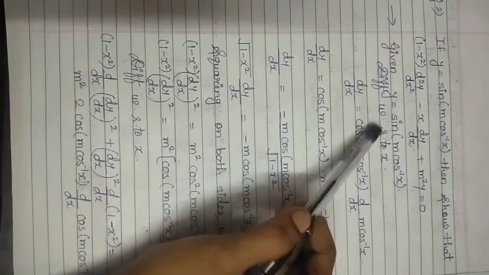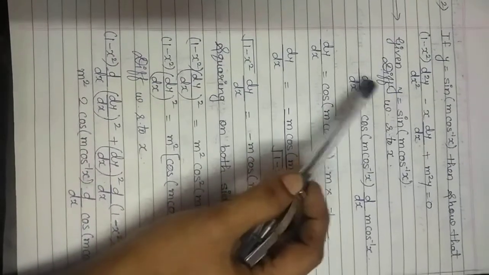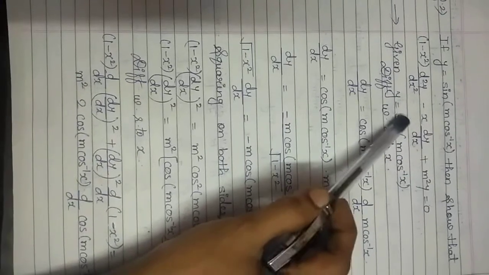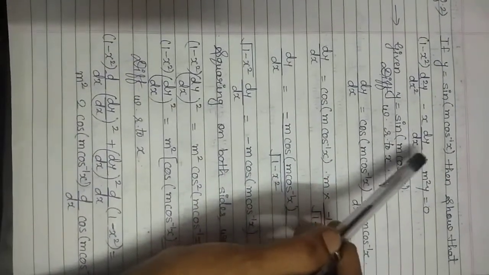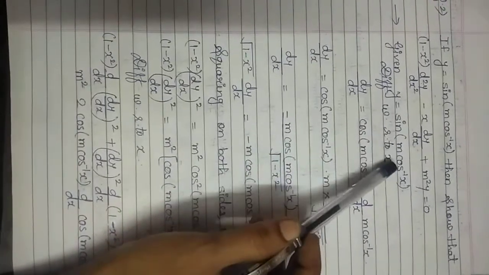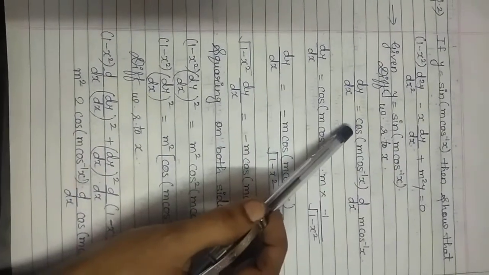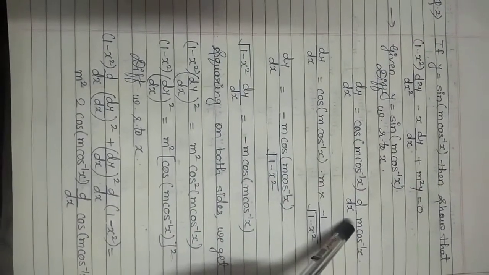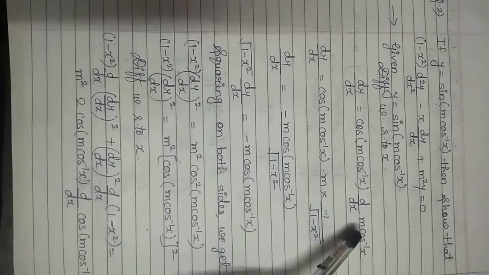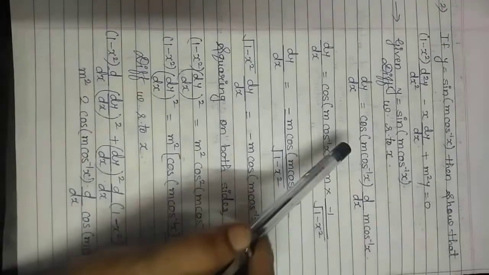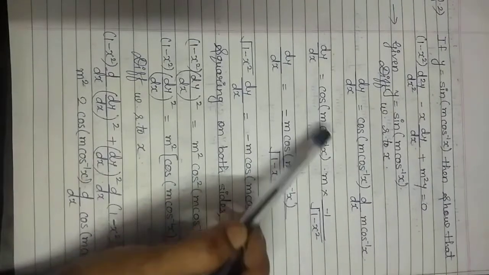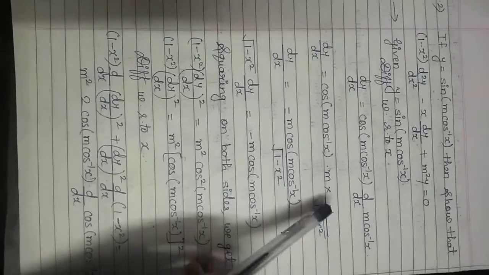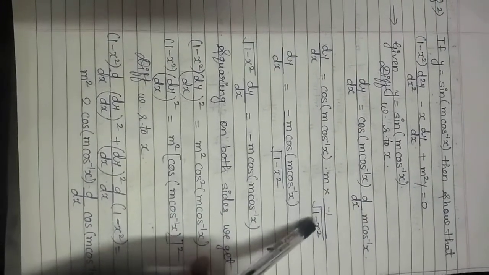So differentiating with respect to x, to the left hand side we will get dy by dx, and here as we know derivative of sine x is cos x, so for sine of m into cos inverse of x, derivative will be cos of m into cos inverse of x into derivative of that term which we consider as x, that is derivative of m into cos inverse of x. Now in the next step this term will be as it is, m is constant and derivative of cos inverse of x by using the formula is minus 1 upon under root 1 minus x square.